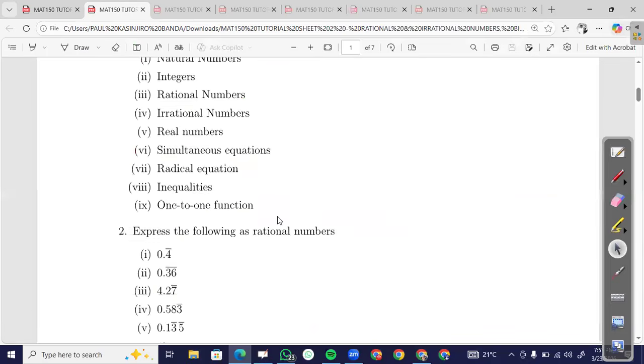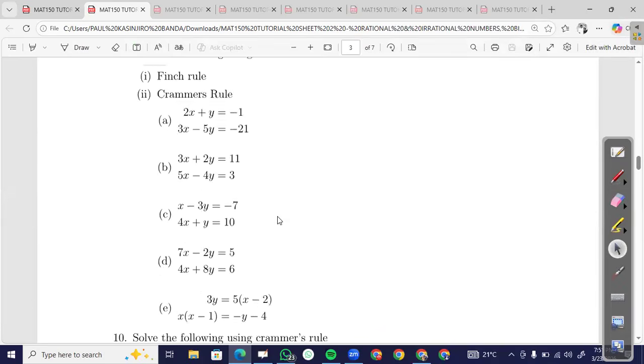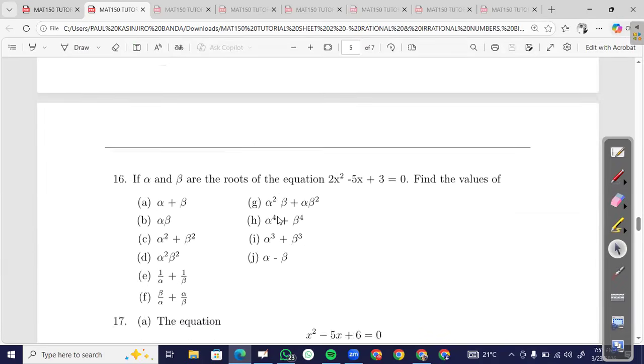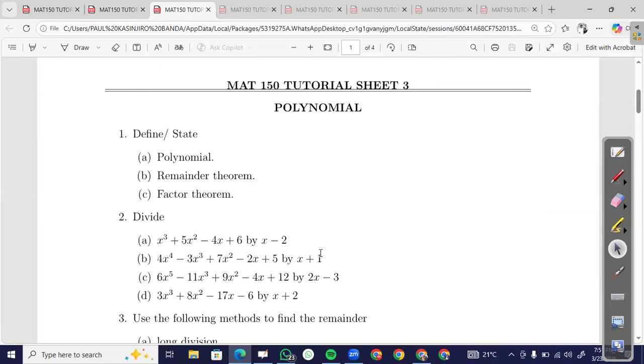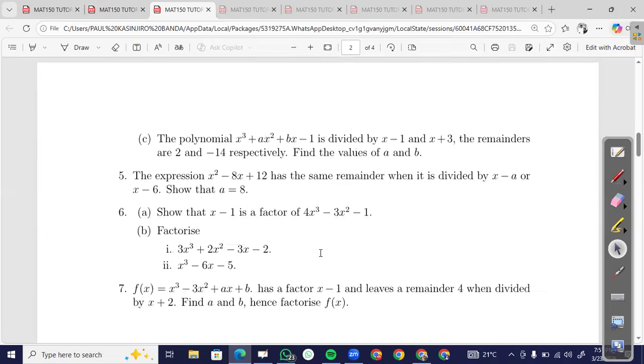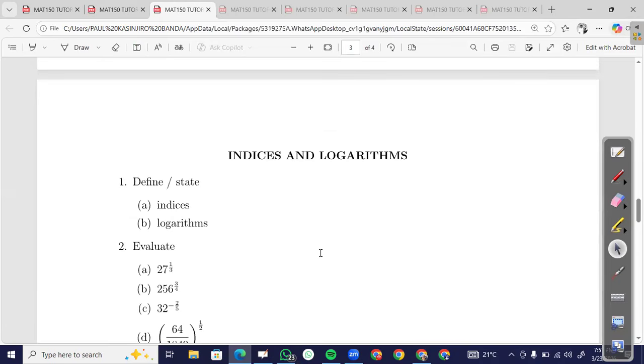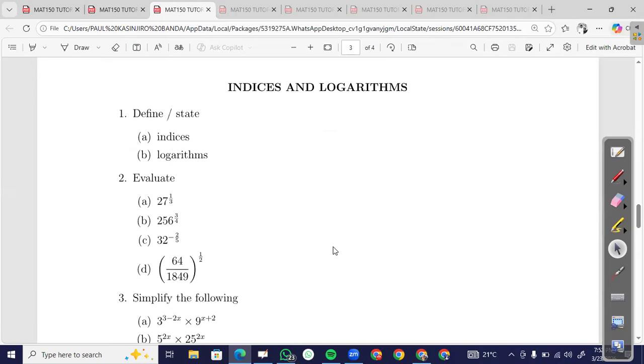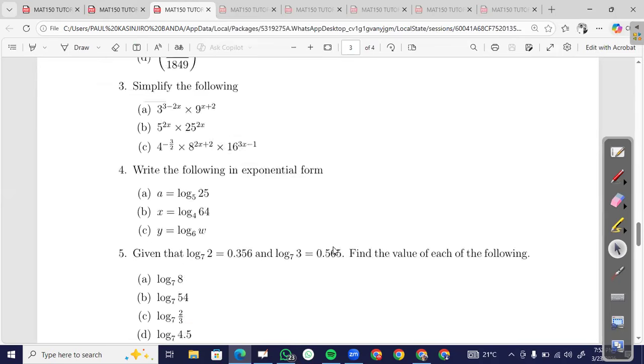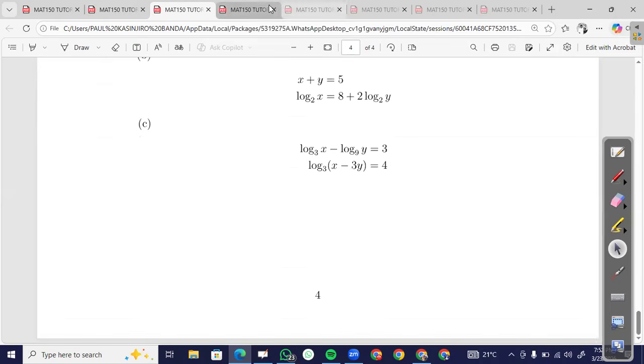This is tutorial sheet 2. I think all the questions were solved, and they are there on the website. There's tutorial sheet 3 on polynomials. I think this one is part of your CAT. Last week I did a revision session there. And also indices, logs, all these questions here are already solved.